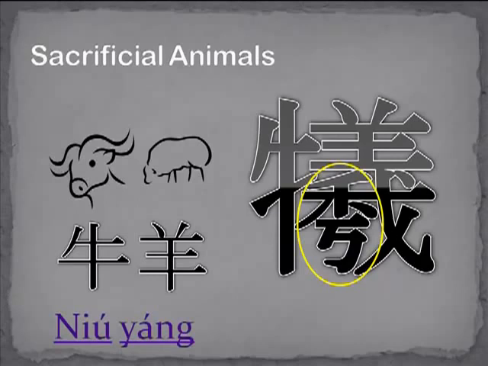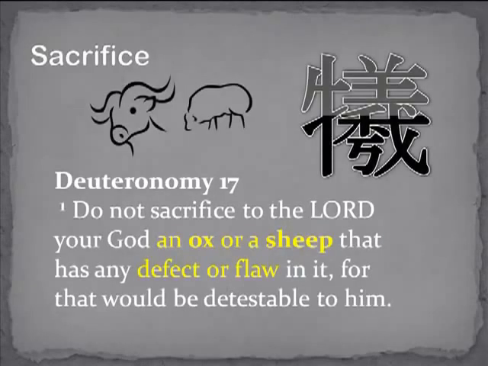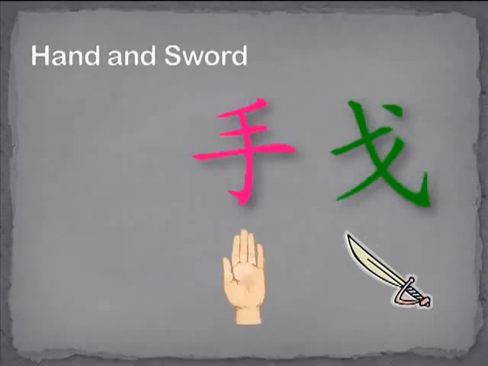So in the actual Chinese word of sacrifice, you have Niu, Yang, which are ox and sheep, unblemished, with a sword. And we're going to look at Deuteronomy 17 in the Old Testament, which said, do not sacrifice to the Lord your God an ox or a sheep that has any defect or flaw in it, for that would be detestable. So again, is this coincidence, or were the old traditions of the Old Testament carried forward as the tribe moved into China?